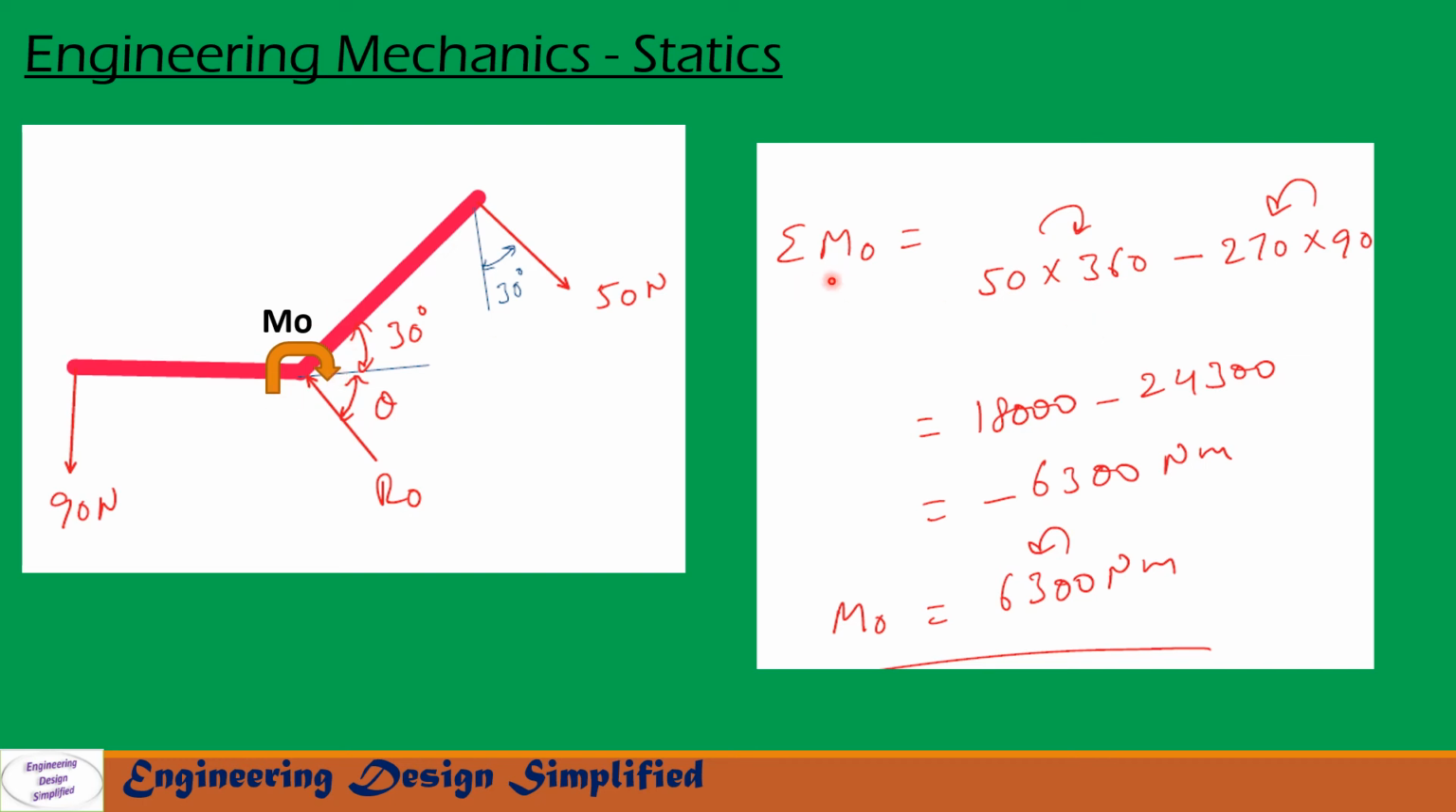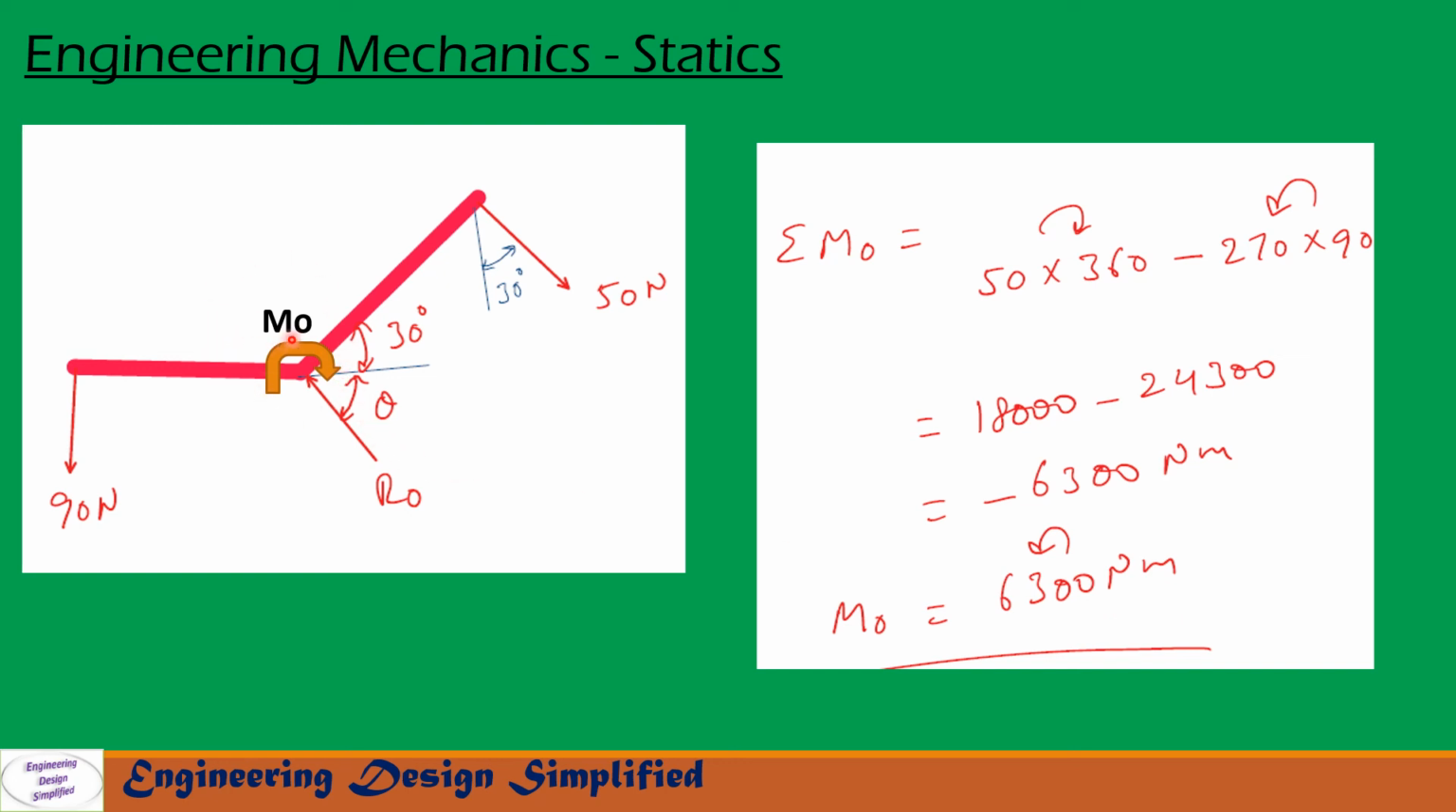So sigma MO can be written as this force into this length, that is 50 into 360, that is clockwise direction, minus this force into this length, that is 90 into 270, that is counterclockwise direction. So after simplification we get sigma MO equal to minus 6300 newton meter. So this negative sign represents the moment is counterclockwise direction. So moment MO is equal to 6300 newton meter, that is counterclockwise direction.